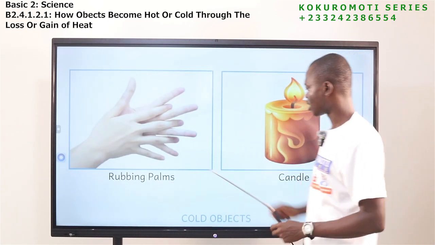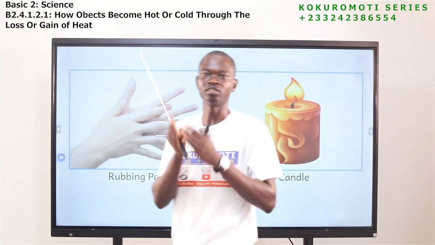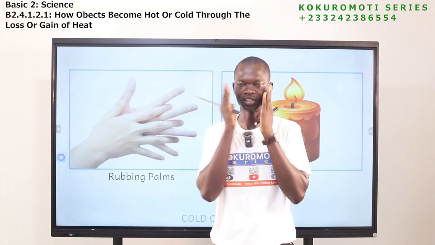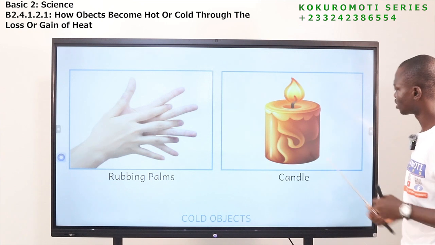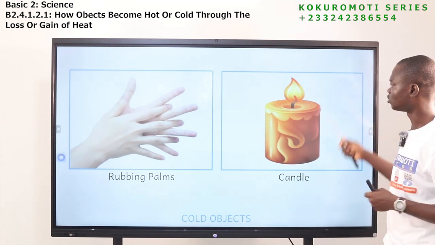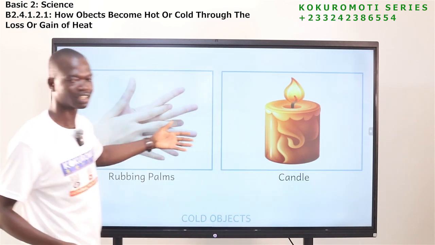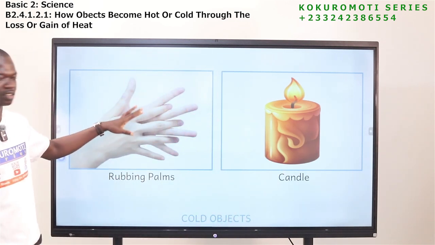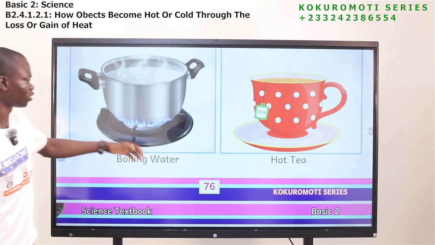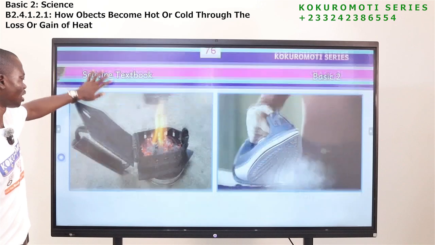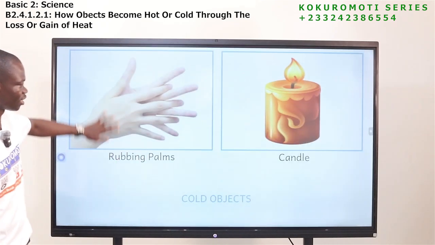Look at this, rubbing palm. So if you rub your palm continuously for a long time, you check it from here, you see that your palm is what? Hot. Now this side too, we have what? Candle. So you know the fire from it produces what? Heat. So this is another hot object. So if I ask you to give examples of hot objects, boiling water is one, hot tea. We have what? Box iron, electric iron. We have rubbing of palms, and then we have what?